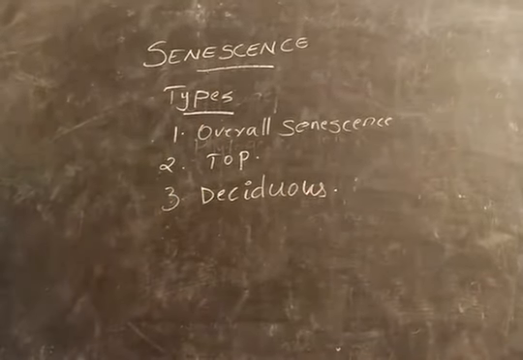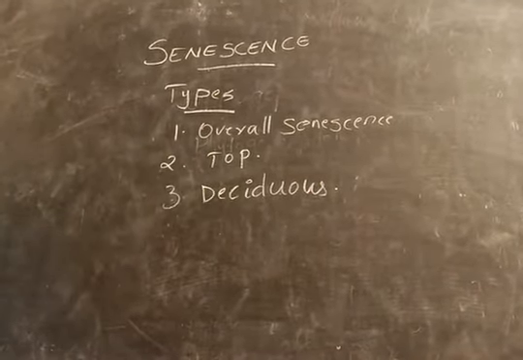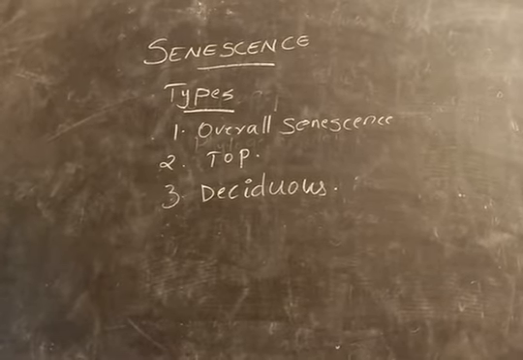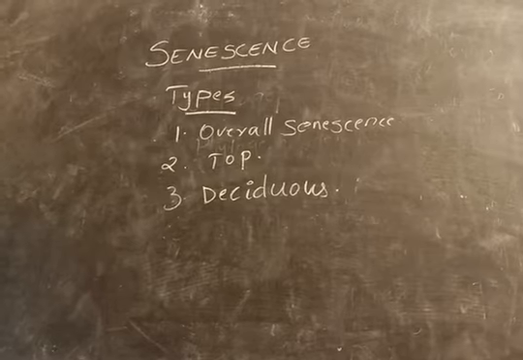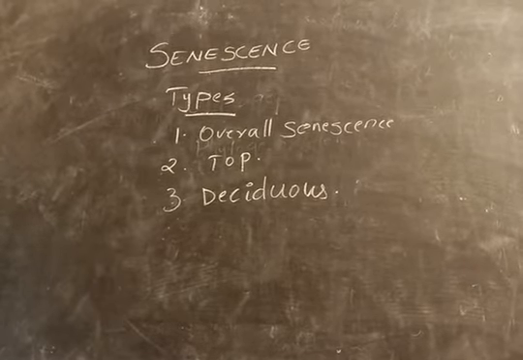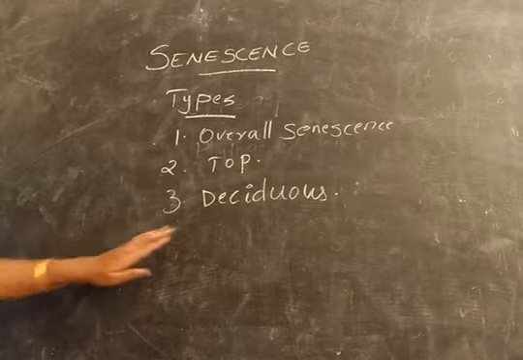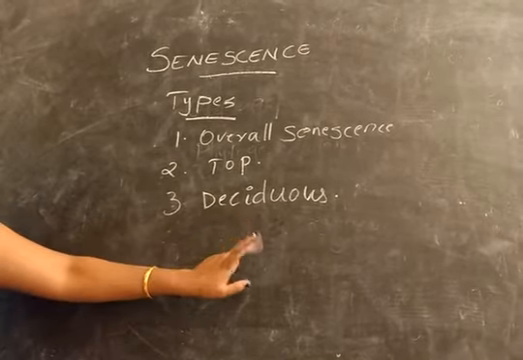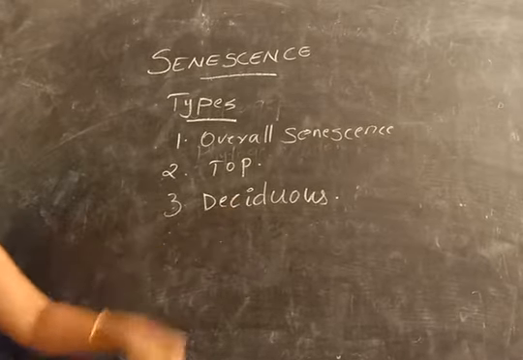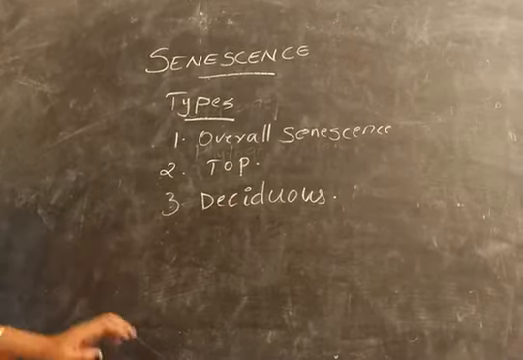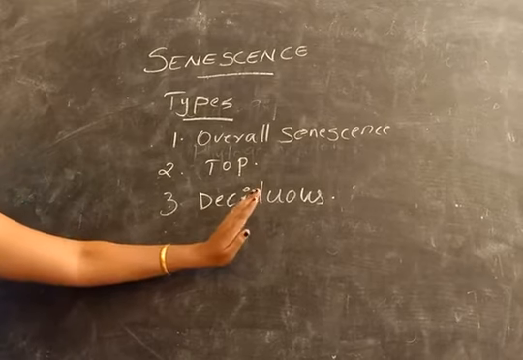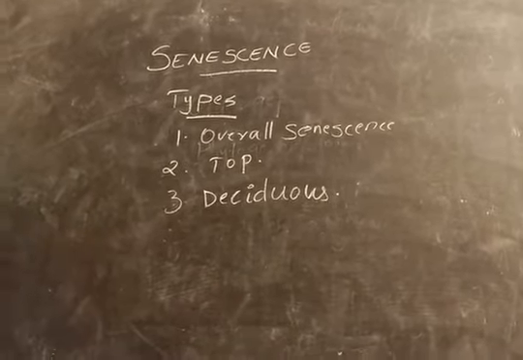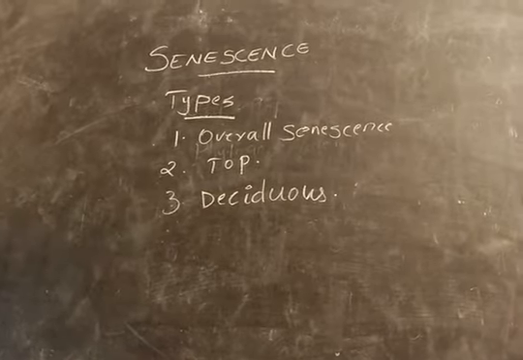Third one is deciduous senescence. It is common in deciduous plants and it occurs only in the leaves of plants, while the bulk of the stem and the root system remain alive. Deciduous senescence means the leaves of the plant may undergo senescence, but the bulk of the stem and the root system may remain alive.